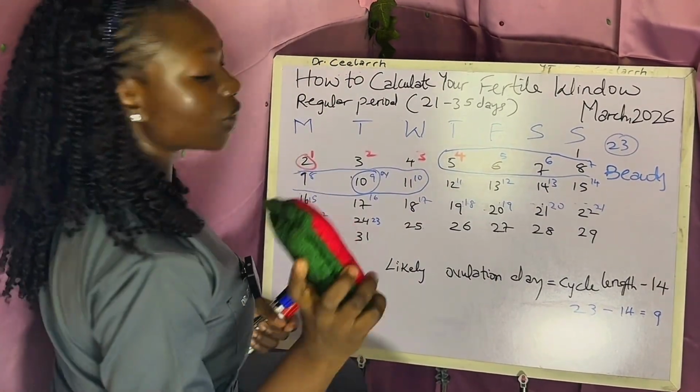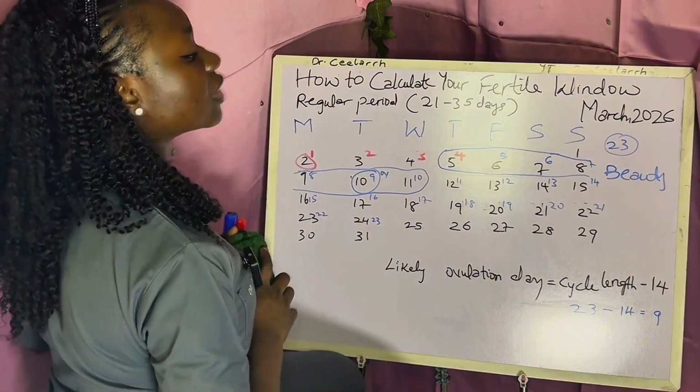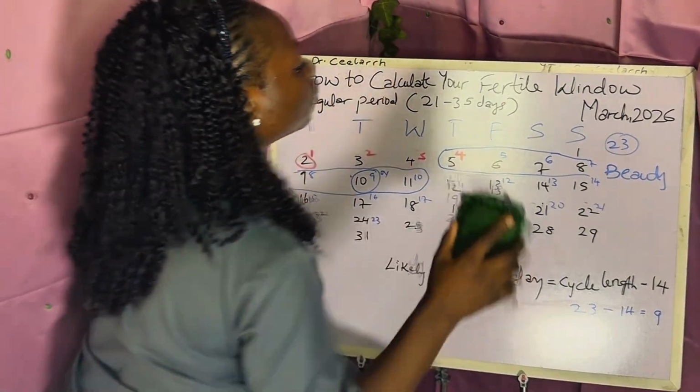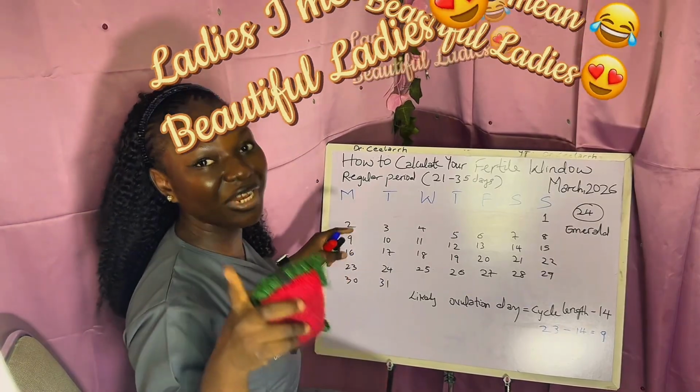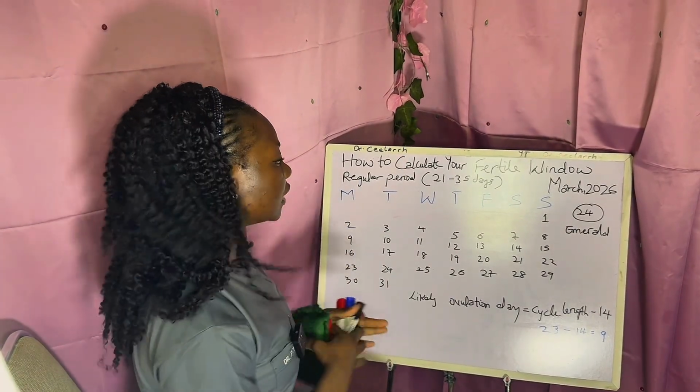Now, that is for a 23-day menstrual cycle. Let's go straight ahead to calculate for a 24-day menstrual cycle, okay? Well done, guys. I know that you've been trying to calculate on your own in your books too, and thank you for following till this point.